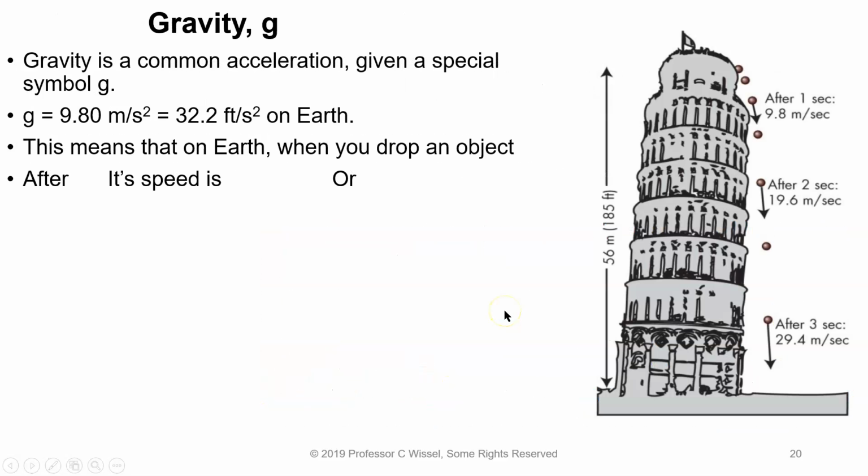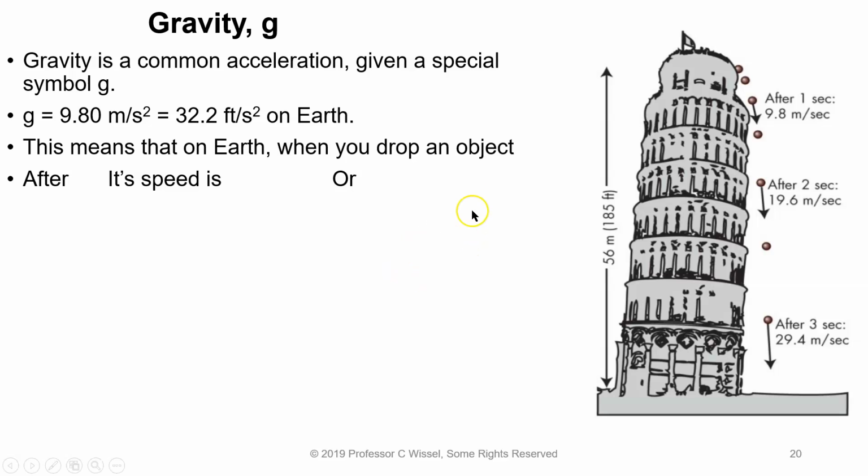And now we're all familiar with gravity. Gravity is an acceleration. Einstein's general theory of relativity says it's pretty much an acceleration just like any other acceleration. It is just a very common acceleration. We just give it the special symbol g, but you can treat it like any other acceleration. And on Earth, gravity is 9.80 meters per second squared, or 32.2 feet per second squared.